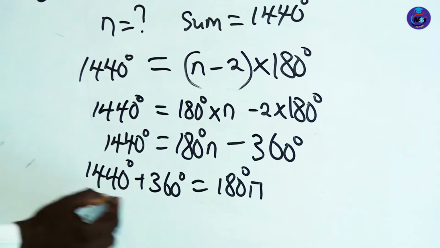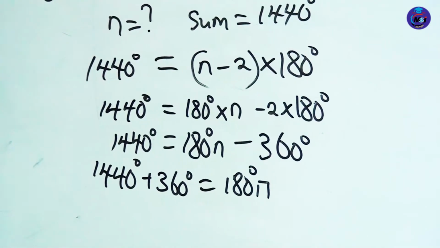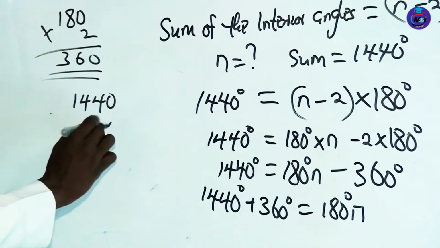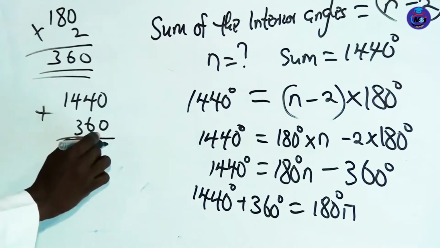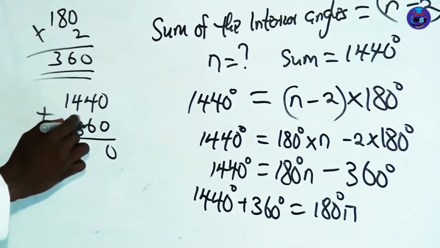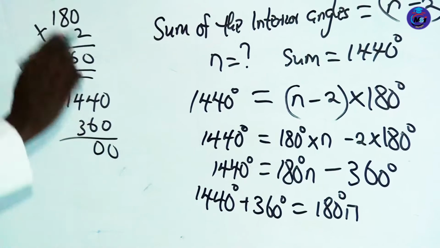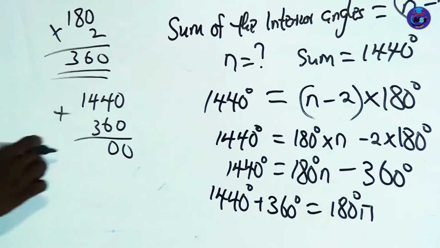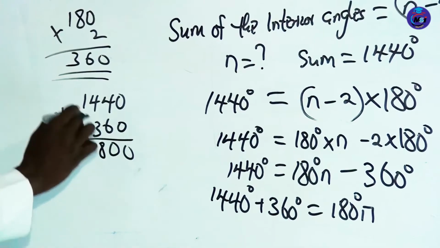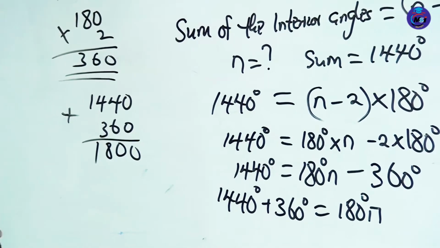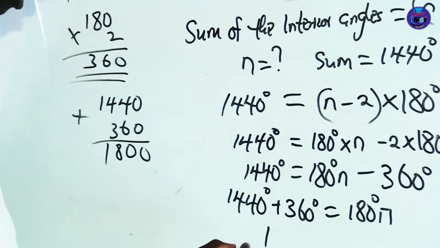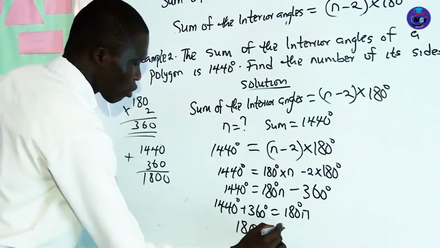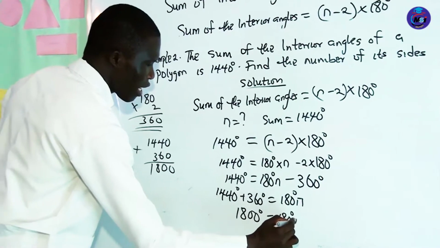Okay, now let's add this together. 1440 and 360. 0 plus 0 is 0. 4 plus 6, 10. 0 carry 1. 4 plus 3, 7, plus the 1 we carry, that is 8. Then you bring down the 1. Okay, this will give us 1800 degrees equals 180 degrees n.